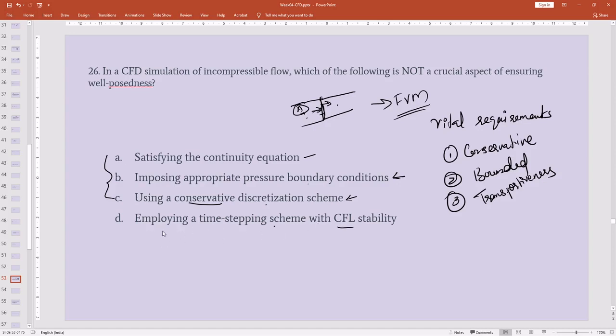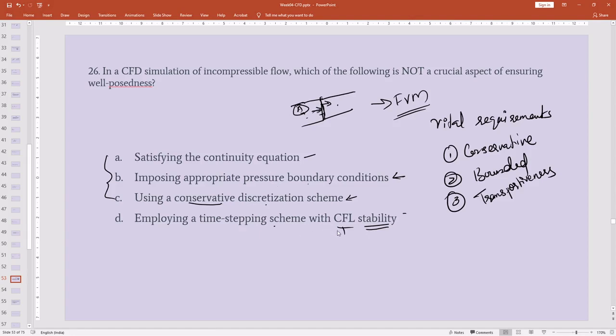The odd one is the CFL criteria, which will be discussed in coming lectures. CFL stands for Courant-Friedrichs-Lewy criteria. It is mostly about stability, another requirement for schemes. The CFL criteria gives the conditions under which a given scheme becomes stable.